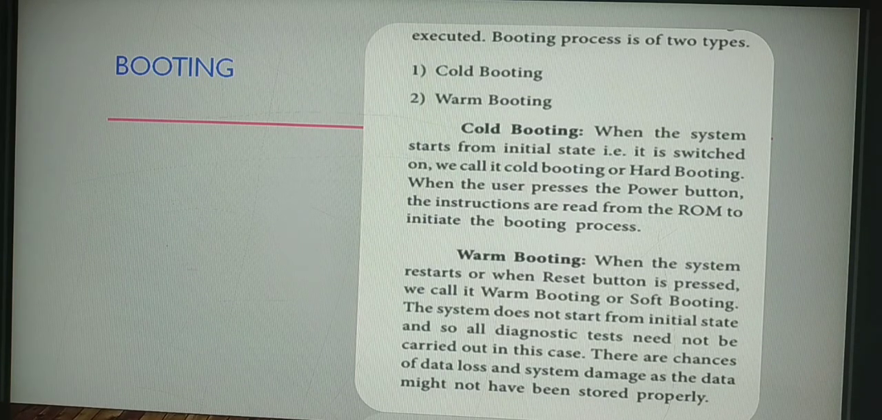Similarly, there is another possibility of being asked to write about cold booting, or another question, write about warm booting. So separately it can be asked, or otherwise as a whole it can also be asked. So go through this one. This is your extra question.